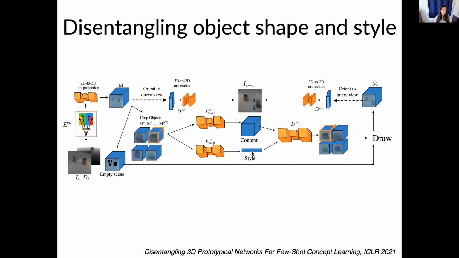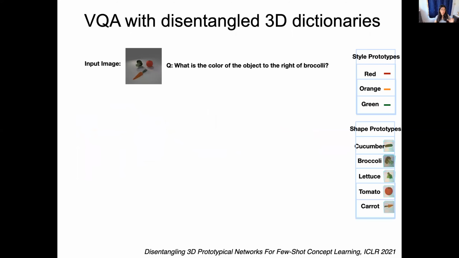And what we're going to do with those content and style codes is exactly what we did before. We're going to quantize them. The styles are just going to be quantized normally, like the 1D vectors that they are. But content will use the same rotation-aware quantization that I described to you earlier. So here is how it works in practice.